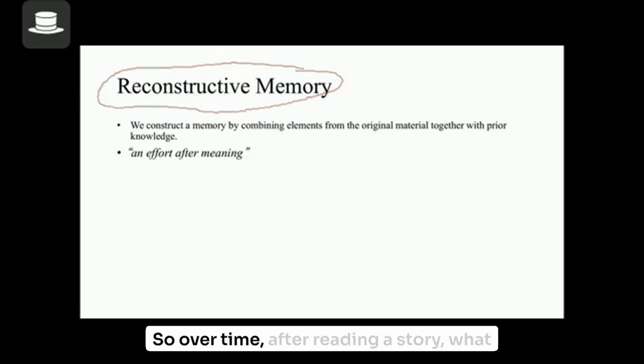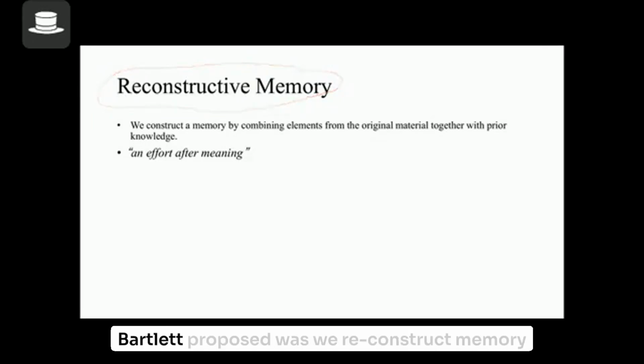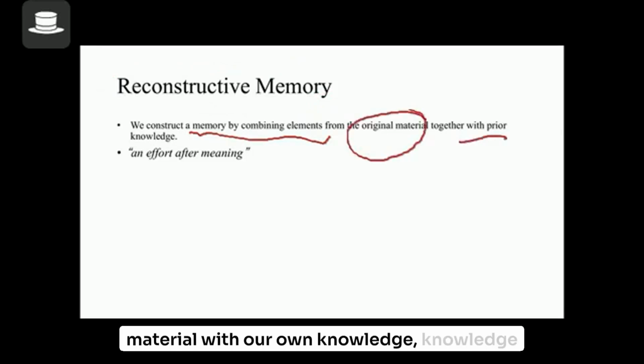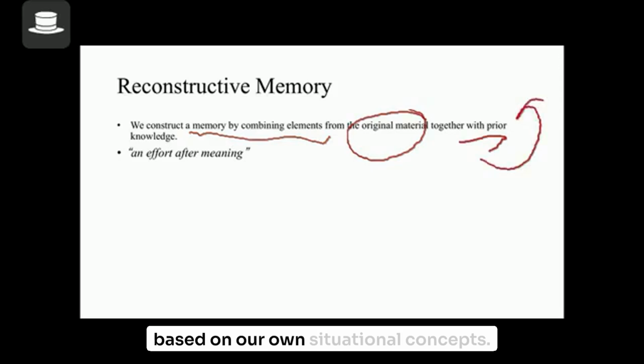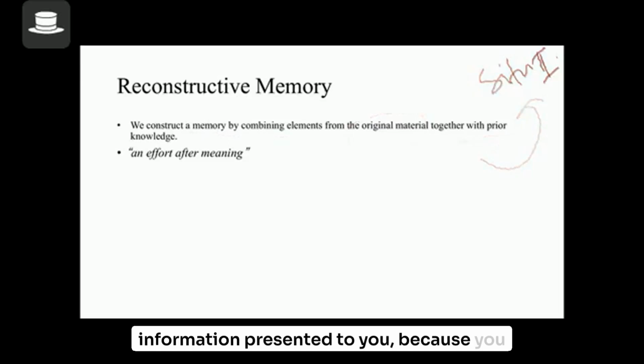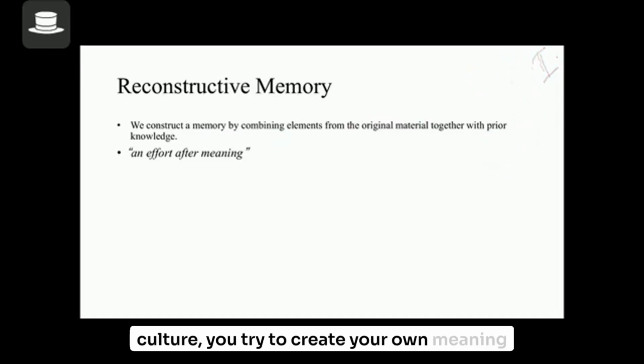So over time, after reading a story, what Bartlett proposed was we construct a memory by combining elements from the original material with our own knowledge based on our own situational concepts, trying to make sense of meaningless information presented to you because you don't have background knowledge of that culture. You try to create your own meaning out of it. He calls it an effort after meaning to make sense of it.